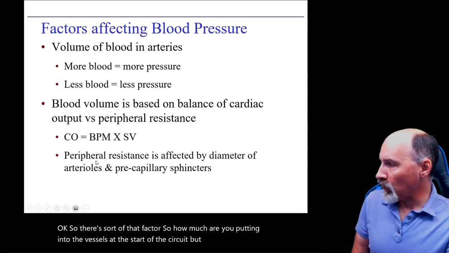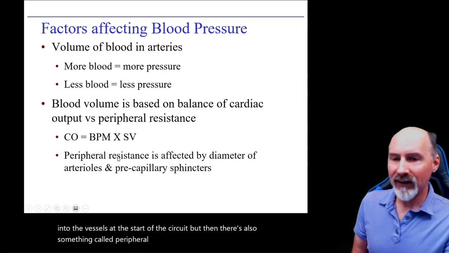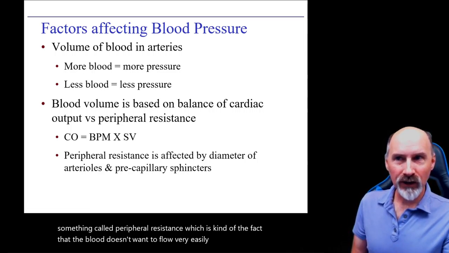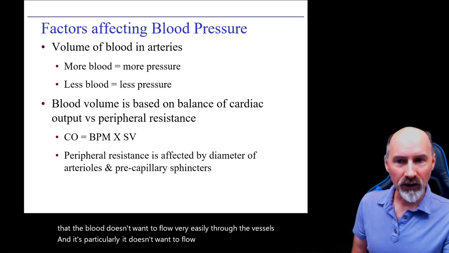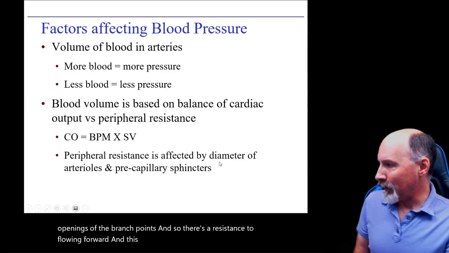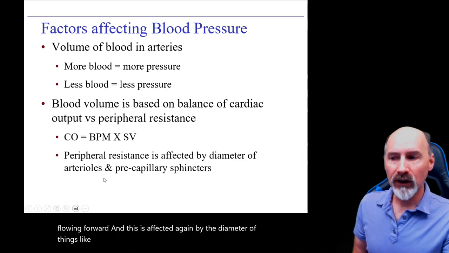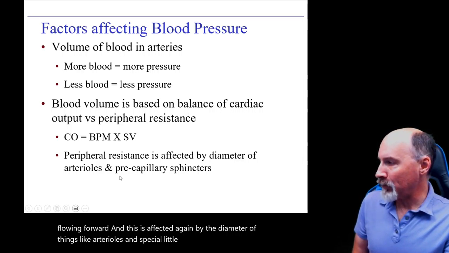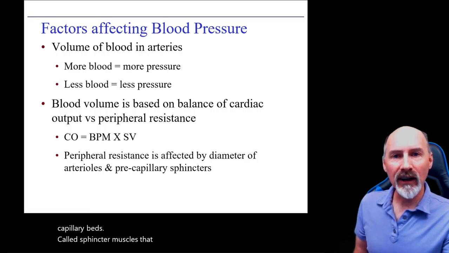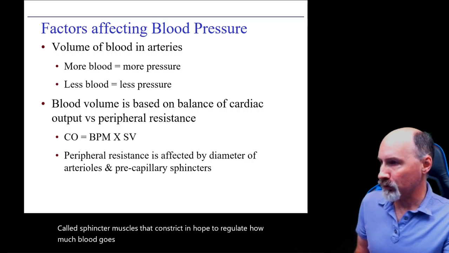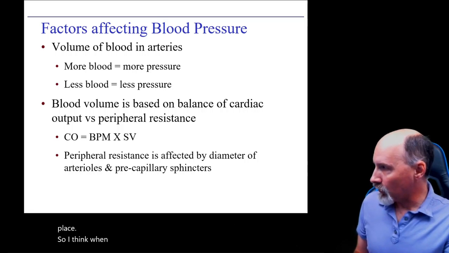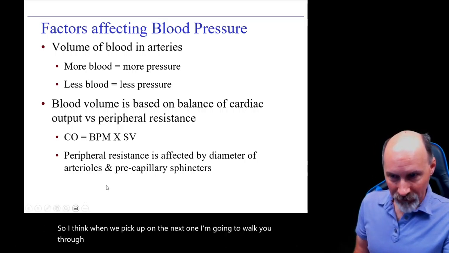But then there's also something called peripheral resistance, which is kind of the fact that the blood doesn't want to flow very easily through the vessels, and particularly it doesn't want to flow through more narrow openings of the branch points, and so there's a resistance to flowing forward. This is affected, again, by the diameter of things like arterioles and special little muscles that lead into capillary beds called sphincter muscles that can constrict and help to regulate how much blood goes into a set of capillaries in the first place. All right. So I think when we pick up on the next one, I'm going to walk you through these factors real quick.